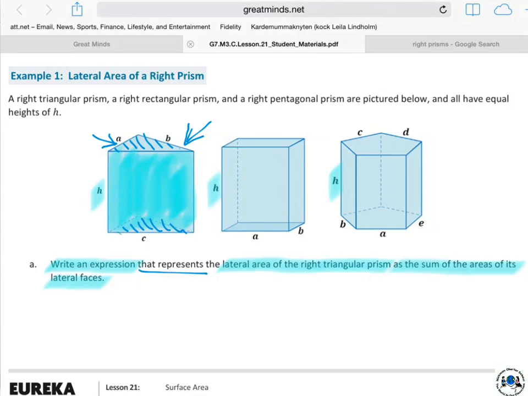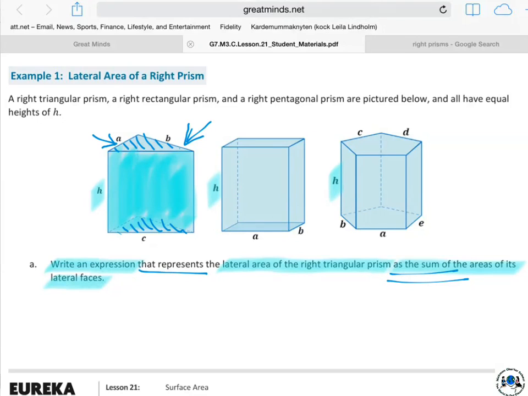But again, we want you to write an expression that represents, and you know what an expression is, it's not an equation, it's just an expression: what plus what plus what. That represents the lateral area of the right triangular prism as the sum, and that'll tell you it's plus, of the areas of its lateral faces. So go ahead and give that a whirl. It may sound like gobbledygook to you, and I wouldn't be surprised. But go ahead and give it a whirl, come on back, and we'll do it together.